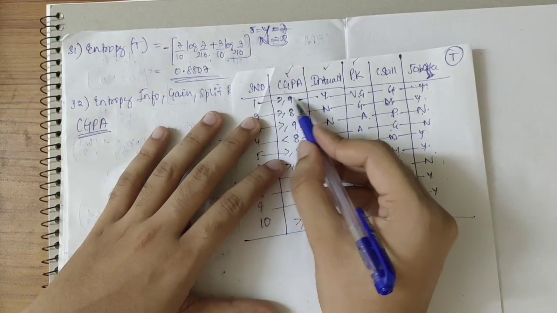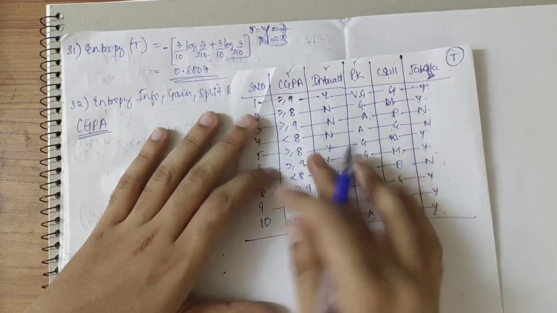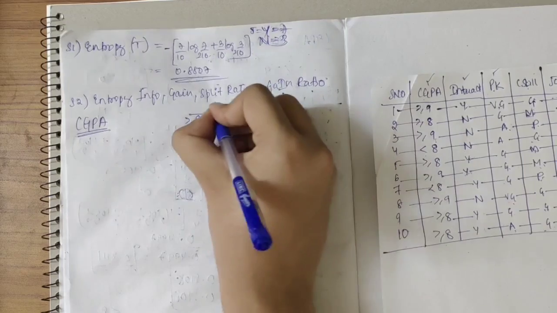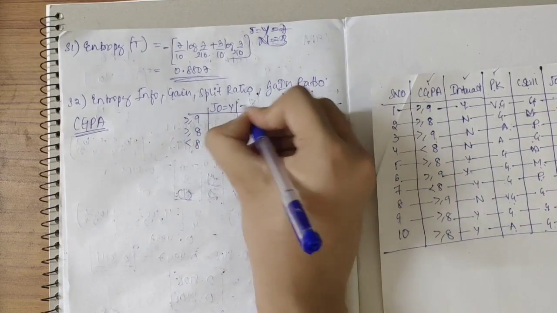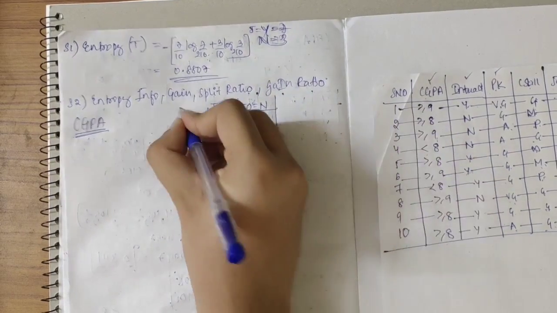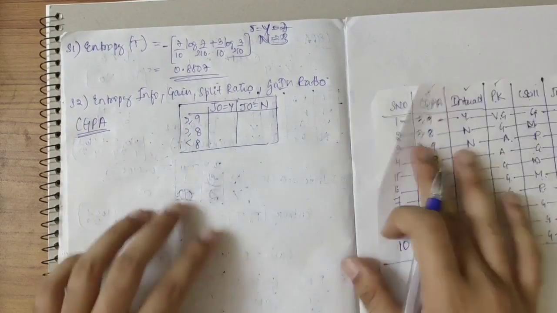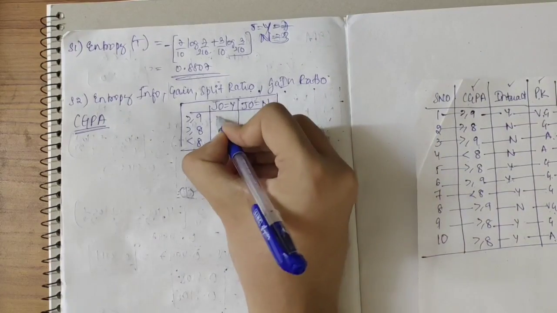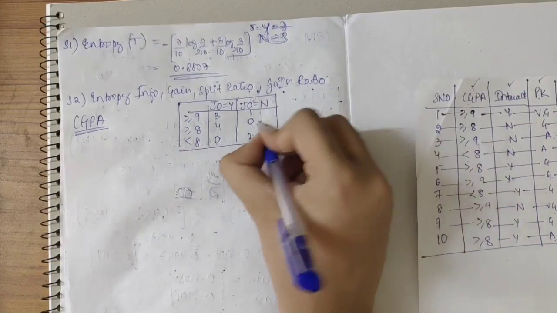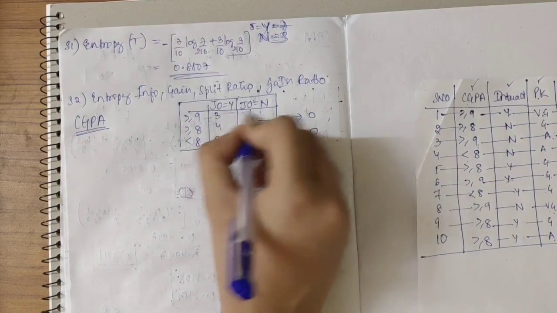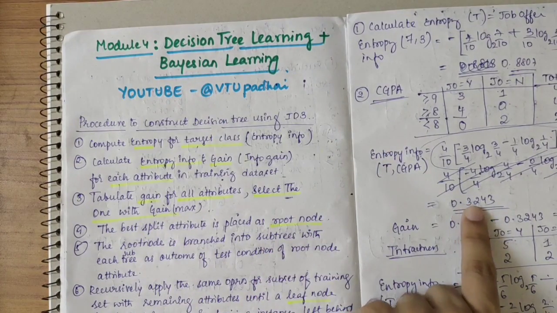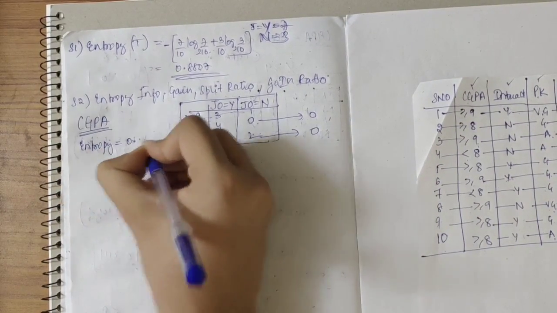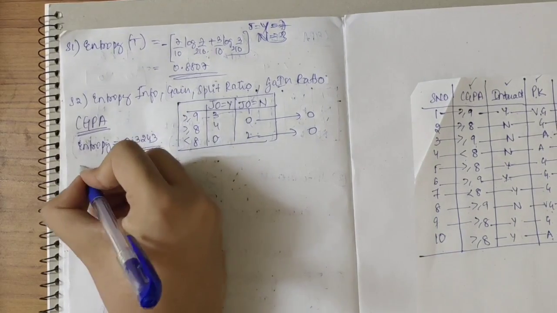In CGPA, I have greater than or equal to 9, greater than or equal to 8, and less than 8. Job offer is yes here, job offer is no here. We have written this in the previous question, right? It would be 3, 1, 4, 0, 0, 2. Here 0 means entropy is 0, here also entropy is 0, so I'll calculate for this. Entropy I've calculated is 0.3243.